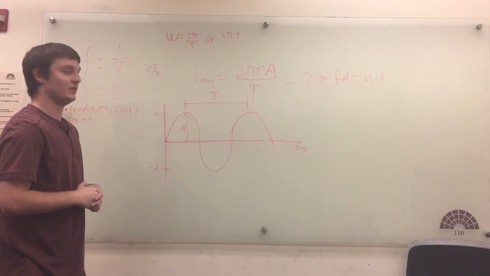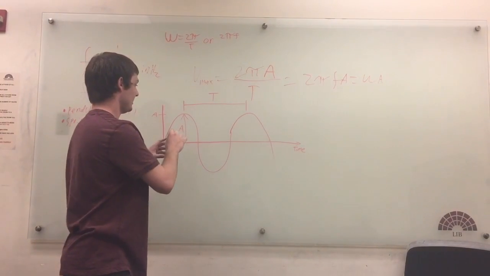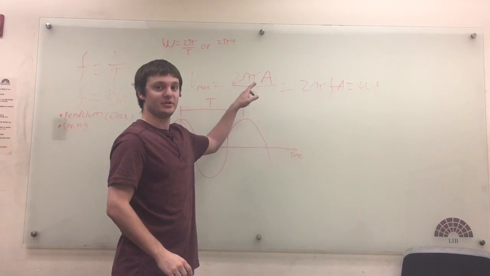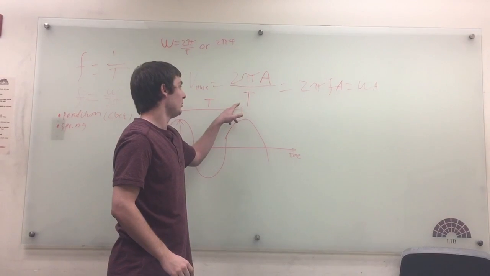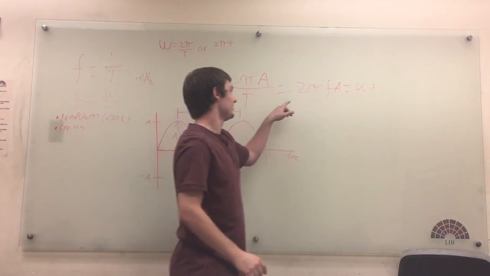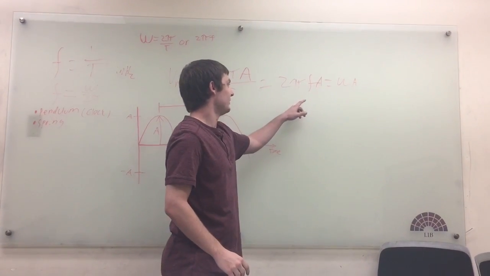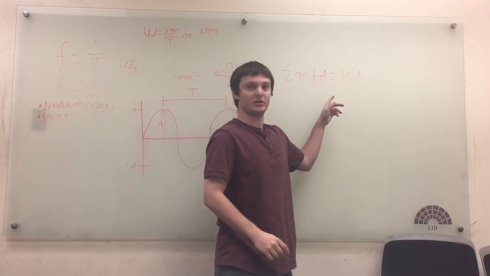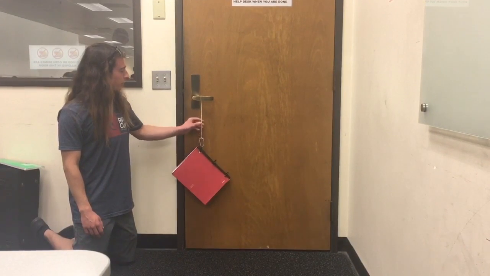To find the velocity, when it's on the axis, it's 2 pi times the amplitude over the period. Or since it's 1 over the period, it's also 2 pi times frequency times the amplitude, which is also equal to your omega A.